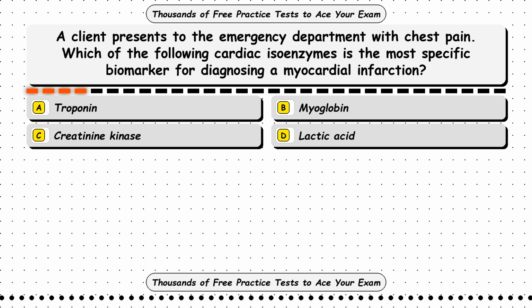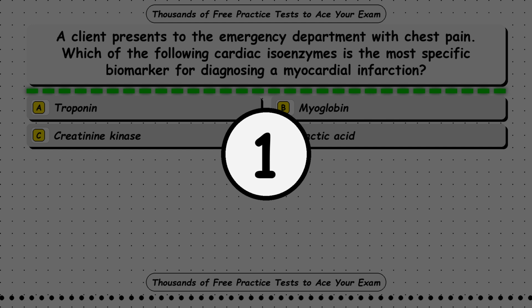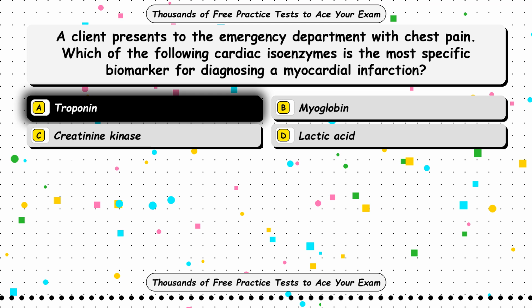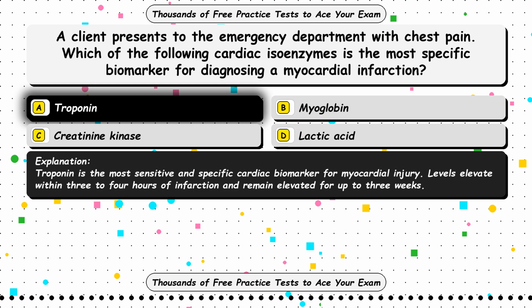Question 110. A client presents to the emergency department with chest pain. Which of the following cardiac isoenzymes is the most specific biomarker for diagnosing a myocardial infarction? Option A, troponin. Option B, myoglobin. Option C, creatinine kinase. Option D, lactic acid. The correct answer is option A, troponin. Troponin is the most sensitive and specific cardiac biomarker for myocardial injury. Levels elevate within 3 to 4 hours of infarction and remain elevated for up to 3 weeks.